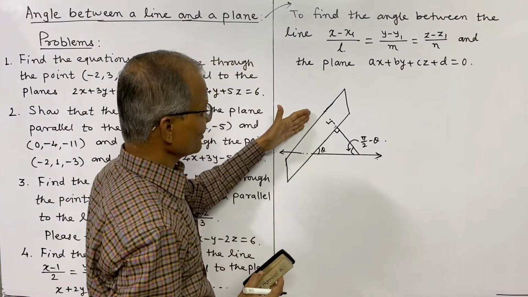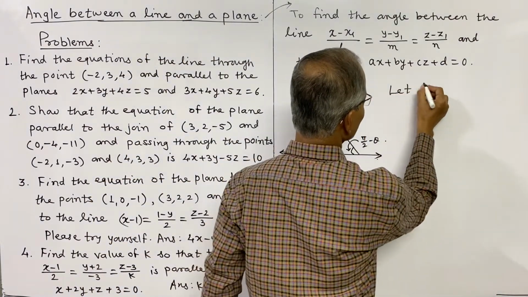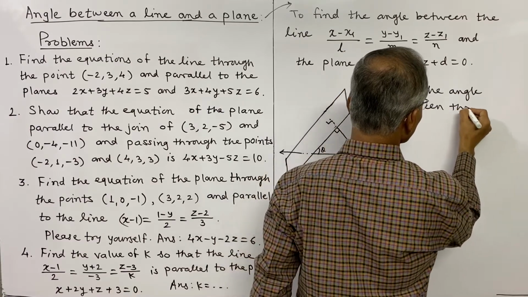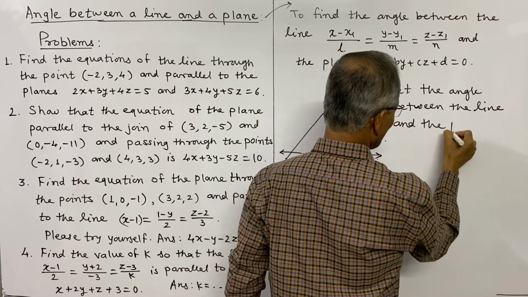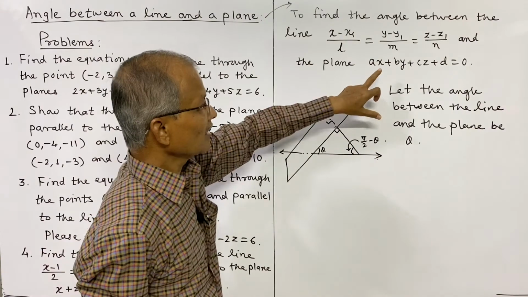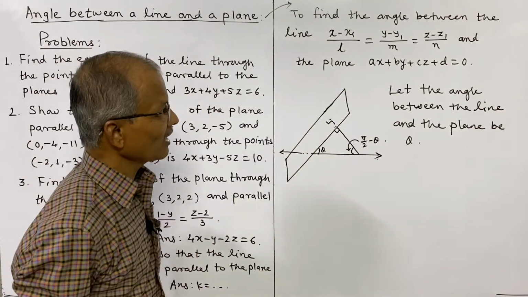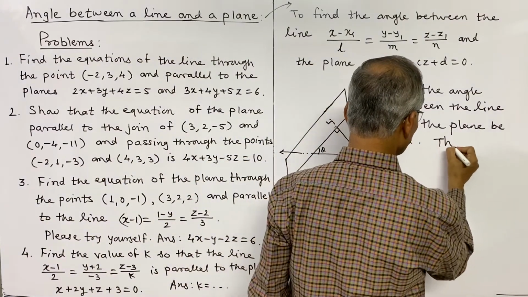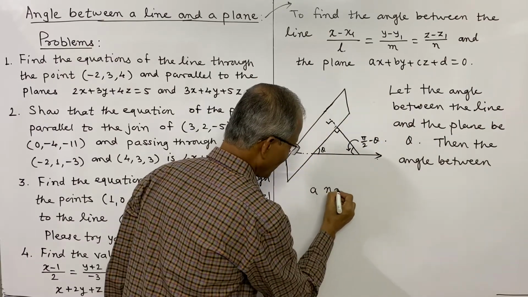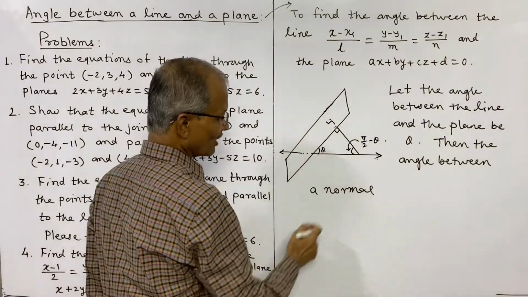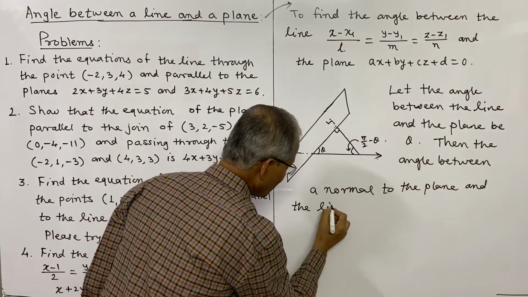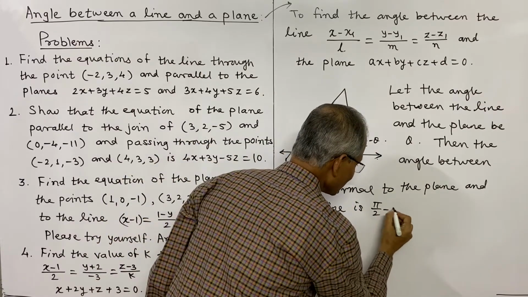Now we will start with: let the angle between the line and the plane be theta. And we have directly the DRS of normal to the plane, direction ratios of the normal to the plane are A, B, C. Then the angle between a normal, any normal can be considered, there are infinitely many normals, say normal to the plane and the line is, from the figure, pi by 2 minus theta.